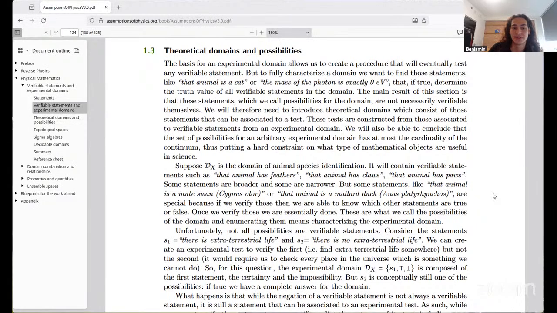The main result of this section is that these statements, which we call possibilities for the domain, are not necessarily verifiable themselves. Ah, okay. So this is exactly what we were talking about. Yeah. We will therefore need to introduce theoretical domains, which consist of those statements that can be associated to a test. These tests are constructed from those associated to verifiable statements from an experimental domain. We will also be able to conclude that the set of possibilities for an arbitrary experimental domain has at most the cardinality of the continuum, thus putting a hard constraint on what type of mathematical objects are useful in science.